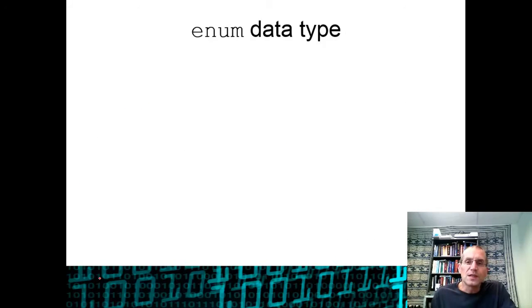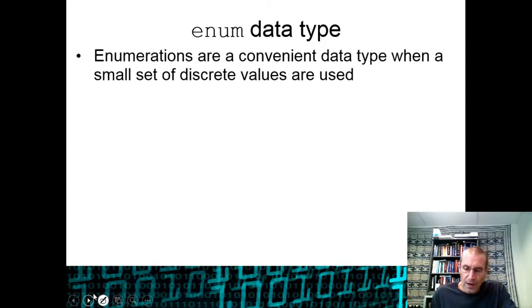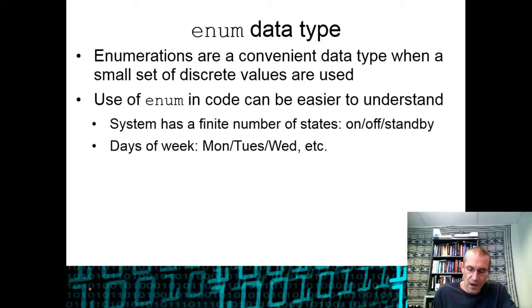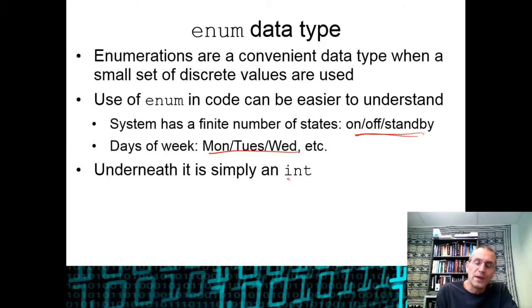All right, the last thing we'll do is discuss the enum data type. Enumerations are convenient data types, and they're used when some small set of discrete values is being used. An example would be a finite state machine that had on, off, and standby. A Boolean wouldn't work because I actually have 3 different values that I could have. Another one would be days of the week, where I have 7 discrete values. Underneath, it's simply an integer value.